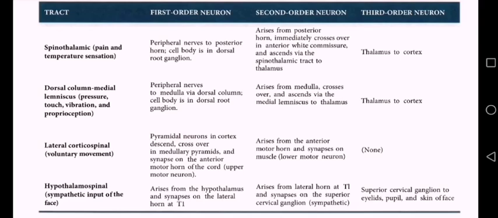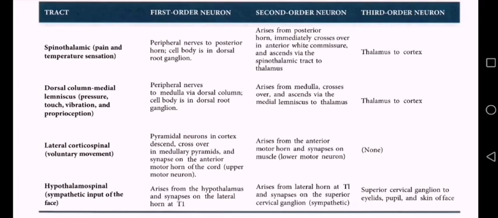And the second one: there are peripheral nerves to the medulla. We have the dorsal column. The cell body is in the dorsal root ganglion, it arises from the medulla, crosses over, and ascends via the medial lemniscus to the thalamus. Thalamus to cortex. This is like first, second, and third.